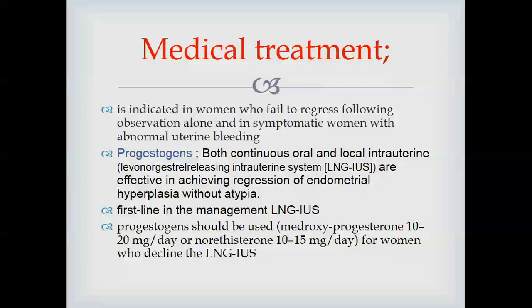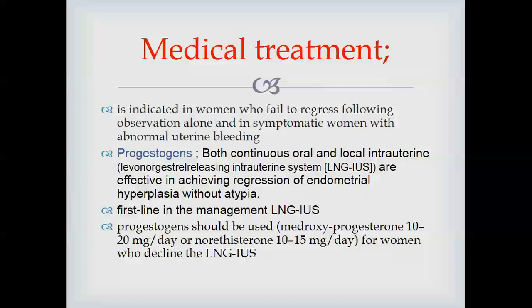Medical treatment is indicated in a woman who failed to regress following observation alone, or if the patient is symptomatic, so you cannot leave the patient bleeding without any treatment. Progesterone will help this patient. How can we give progesterone to this patient? Progesterone either in the form of a tablet or Mirena IUCD.